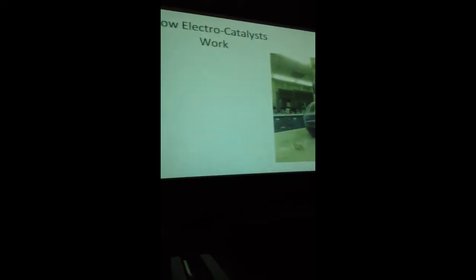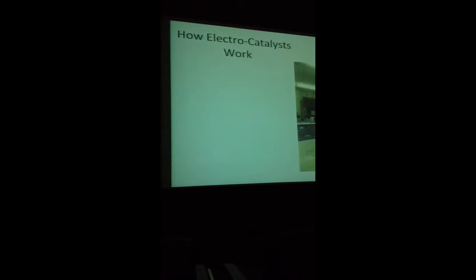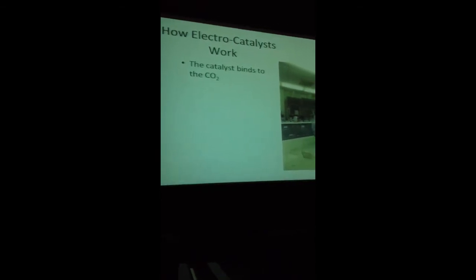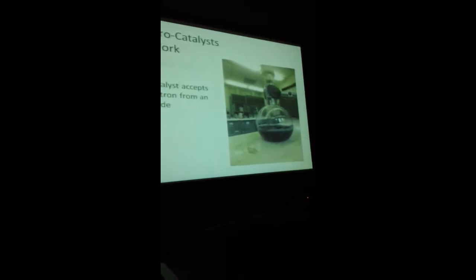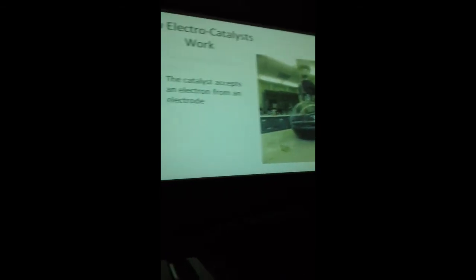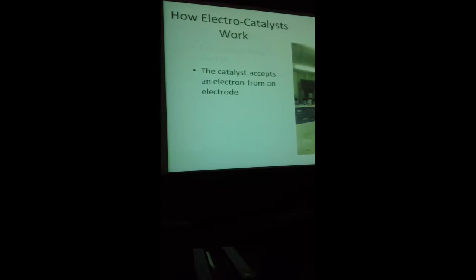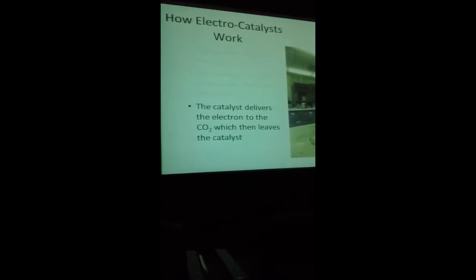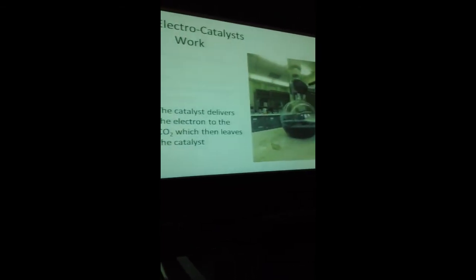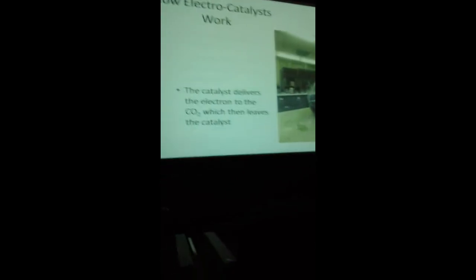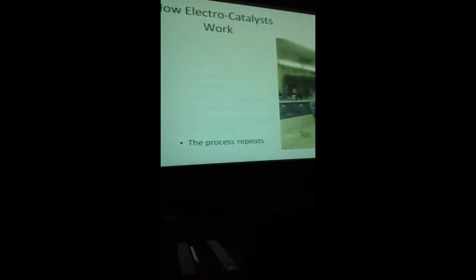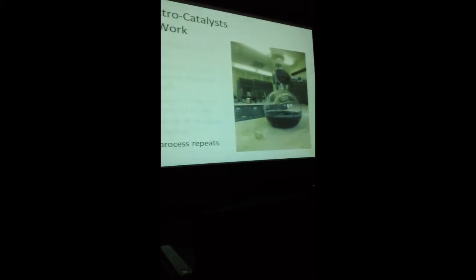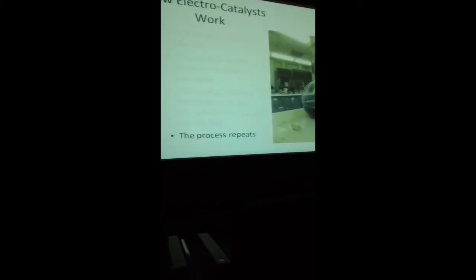So I'm going to go through that same thing minus the graphic. The catalyst, or my copper DPK molecule, will bind to CO2. Then the catalyst will take an electron from the electrode, put it on the CO2, then my carbon dioxide, or CO2, will leave, and that leaves my copper free to react with carbon dioxide again, and the whole cycle can repeat over. So it's kind of like a domino effect.